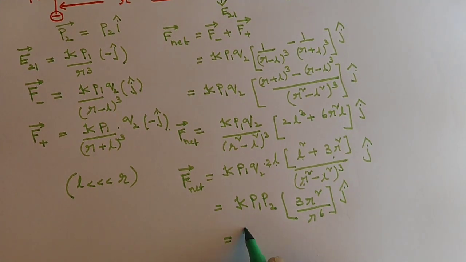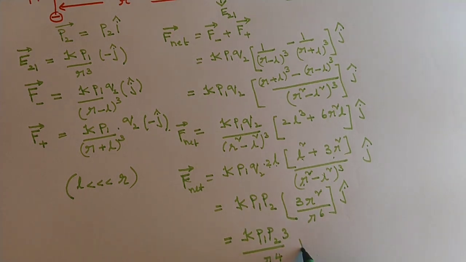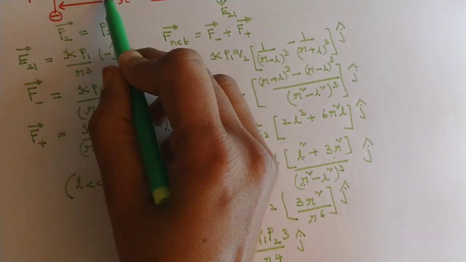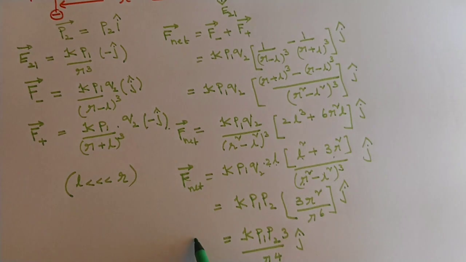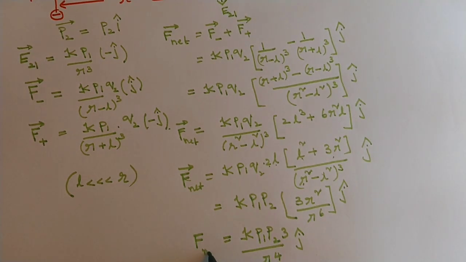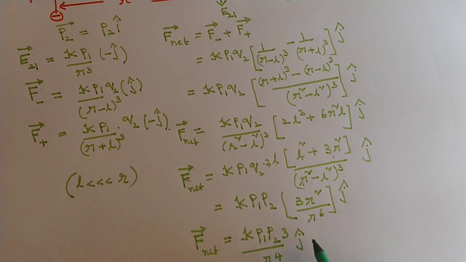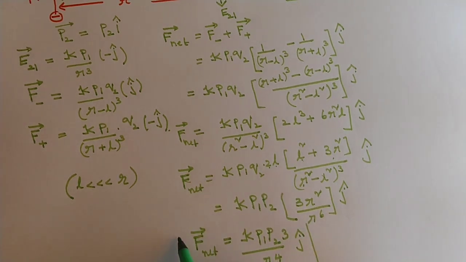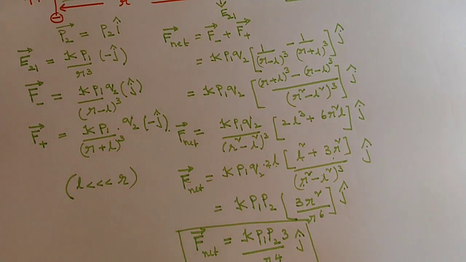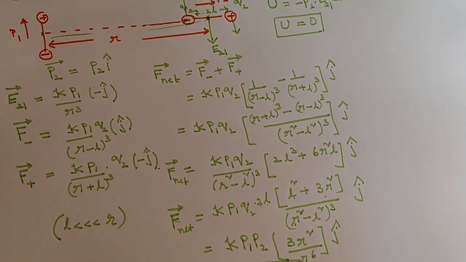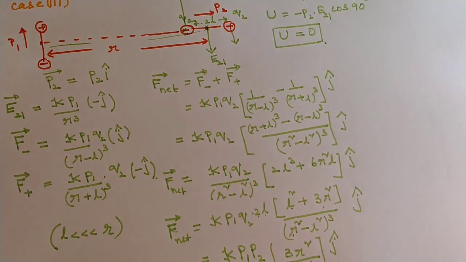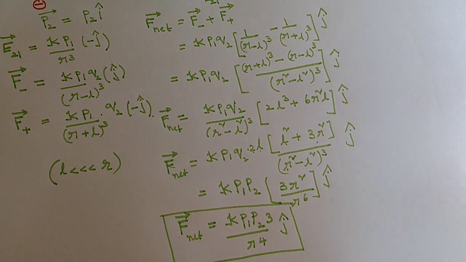So you get the force as K, where K is 1 by 4 pi epsilon naught, P1 P2 into 3 by R to the power 4 into j cap. And this force is perpendicular to the distance R. So the force experienced by P2 because of P1 is K into P1 P2 into 3 divided by R to the power 4. So this formula gives you the force. So finally we have got what is potential energy, and then we have derived what is the force.